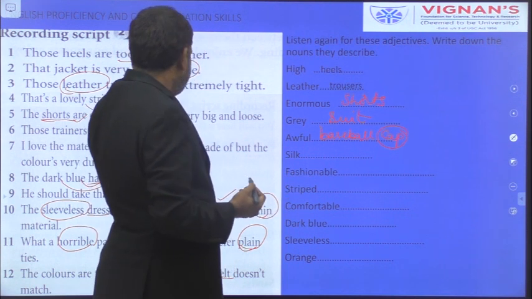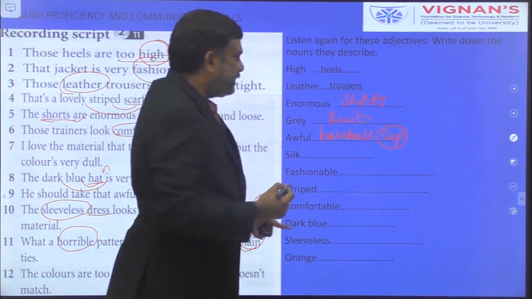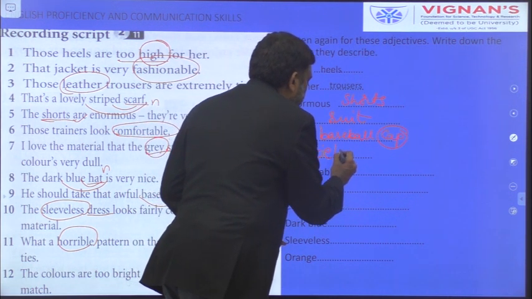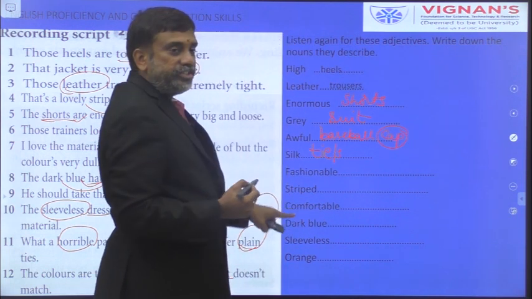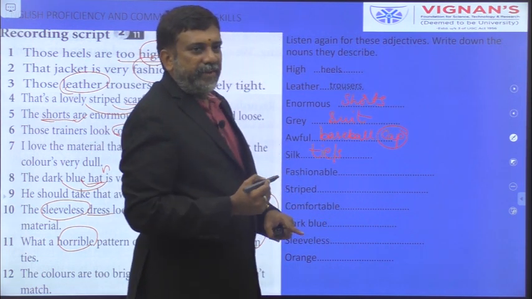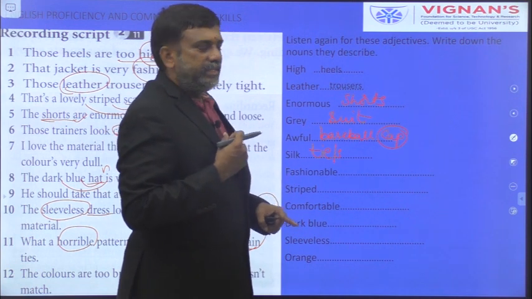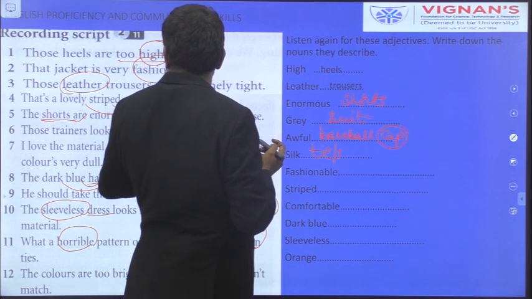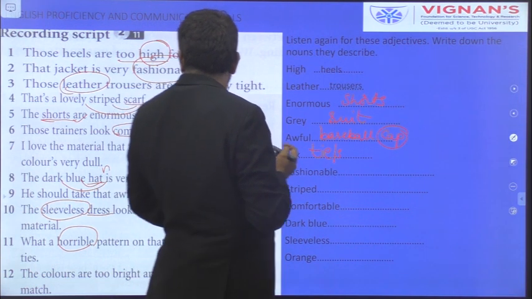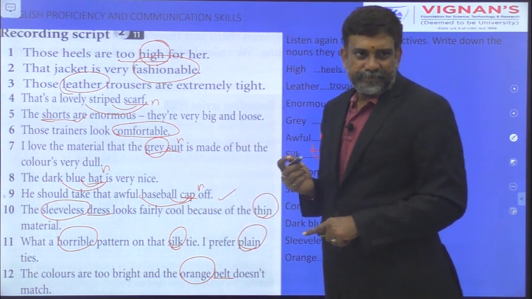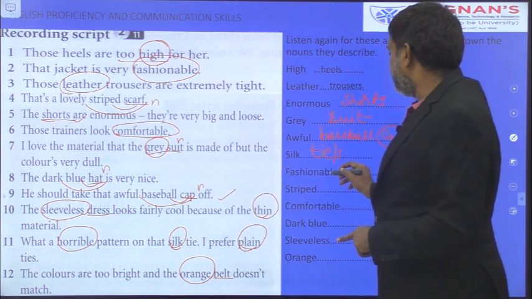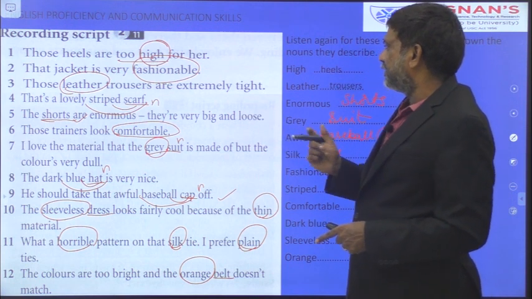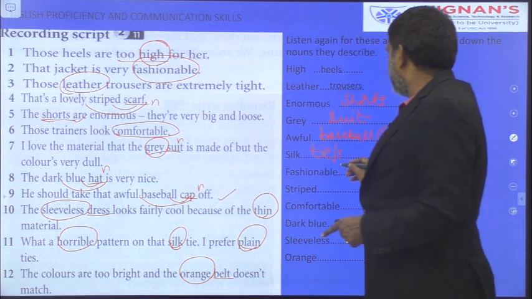Next one, the silk. What is the thing here? Silk tie, or we can use ties. Next, fashionable. What is the fashionable? Fashionable jacket. Here, where is that fashionable jacket? In which sentence they used it? Fashionable jacket.